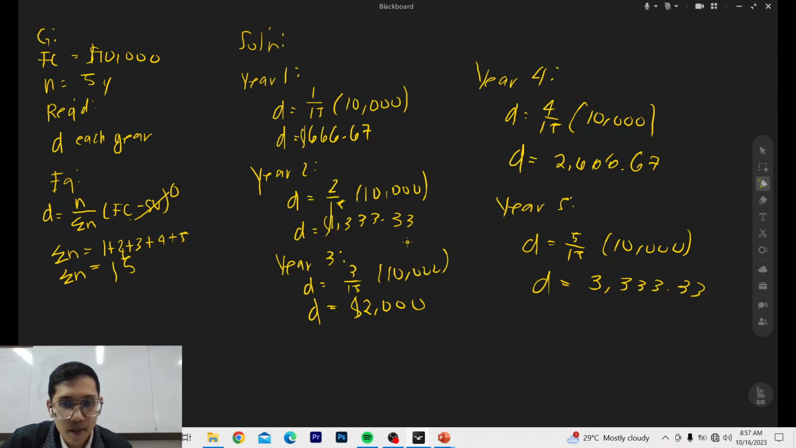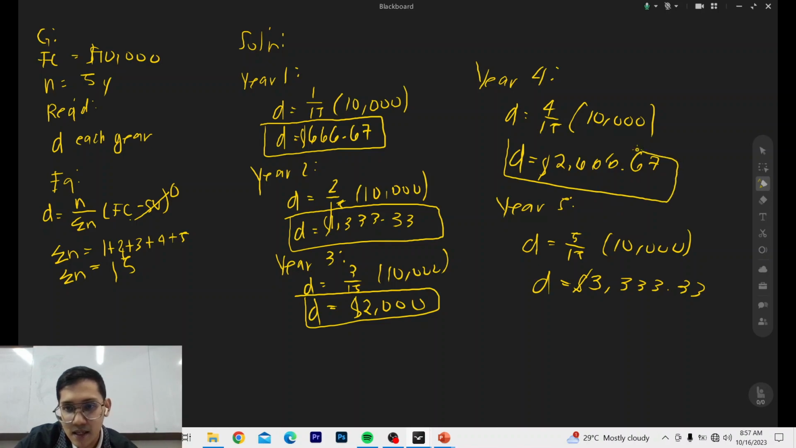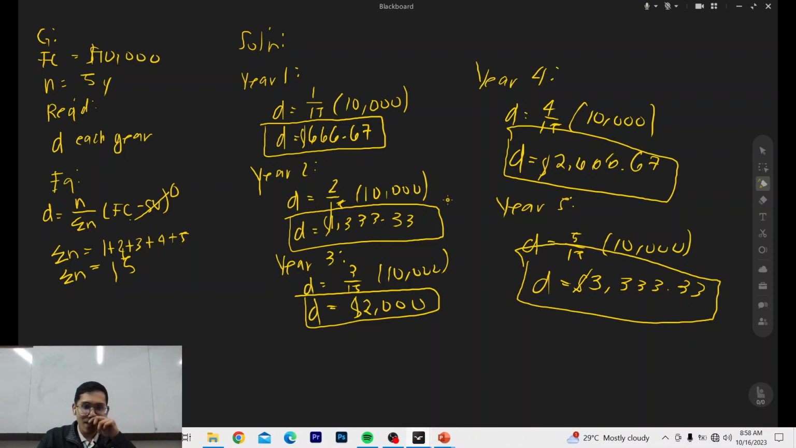Kung mapapansin nyo, habang tumatagal yung years natin or panahon na gamit nyo yung isang bagay, mas lumalaki yung kailangan mong ibawas sa cash price niya. Pag binenta mo siya ng year 5, kailangan mo siyang bawasan ng $3,333 kasi nagdepend sa useful life ng product natin. Malinaw naman, pag SYD, kailangan yung hanapin lahat ng depreciation charge niya every year.